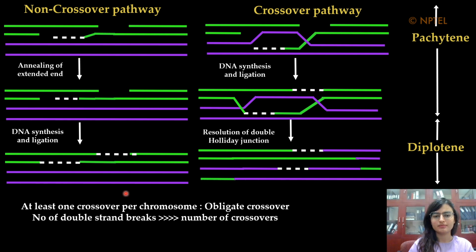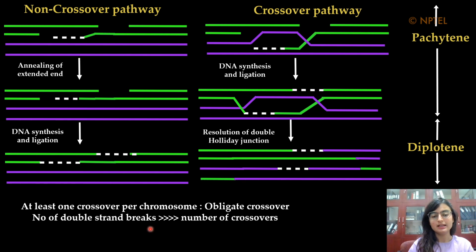Note that per chromosome, the meiotic machinery makes sure that there is one crossover, and this one crossover per chromosome is called the obligate crossover. The obligate crossover is absolutely essential in order for the homologous chromosomes to correctly segregate.